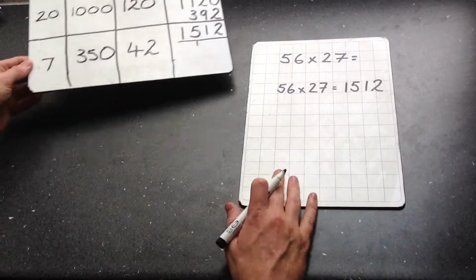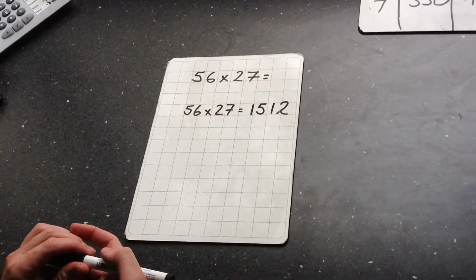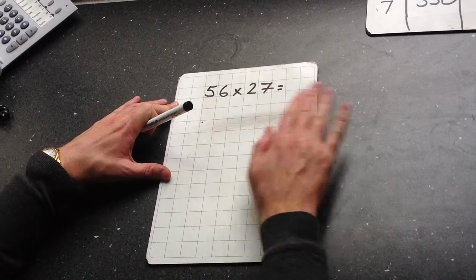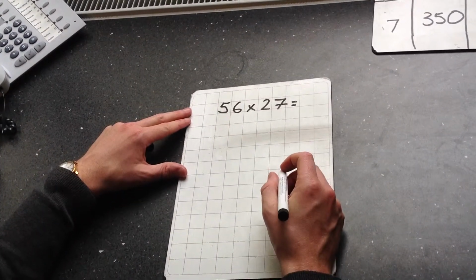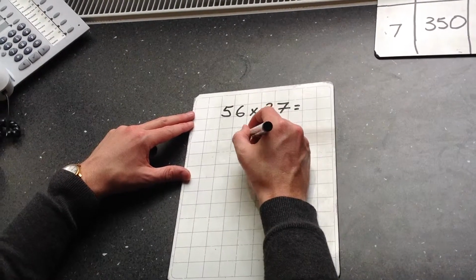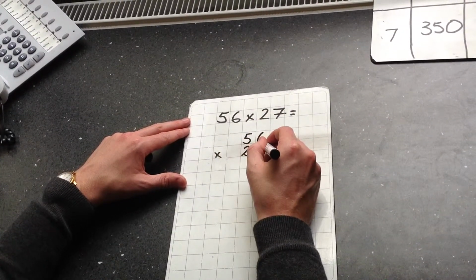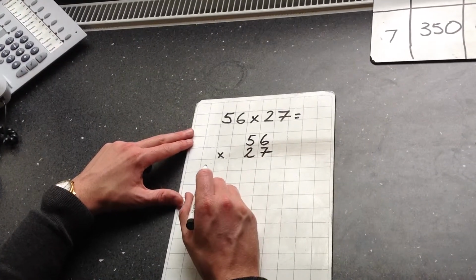Once I'm really confident at using the grid method, I can then start to look at using the expanded method. So when I use the expanded method, I put both numbers on top of one another. So 56 multiplied by 27.